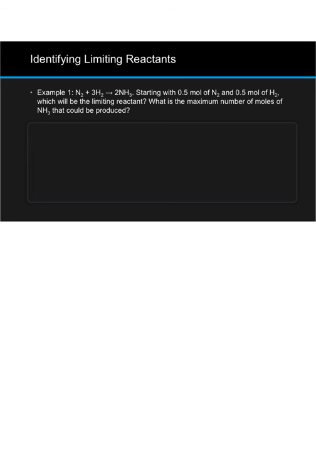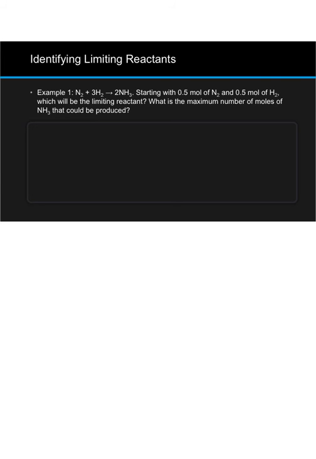Suppose that we react nitrogen with 3 hydrogen molecules to make 2 ammonia NH3 molecules. If we start this reaction initially with 0.5 moles worth of nitrogen and 0.5 moles worth of hydrogen, which one will run out first? Which is the limiting reactant? And based upon that result, what's the maximum number of moles of ammonia that could be produced from this reaction?